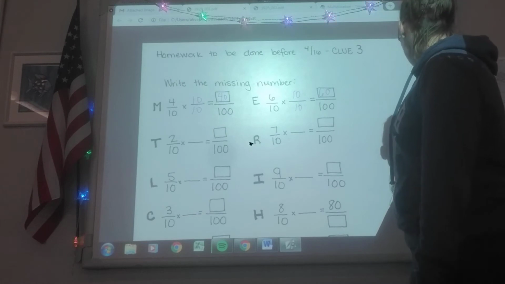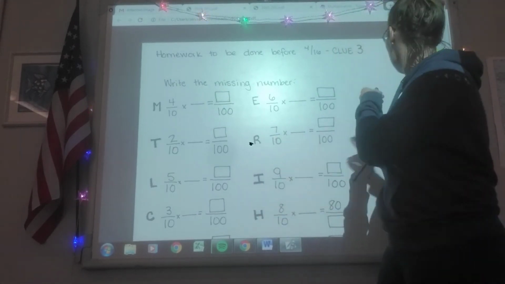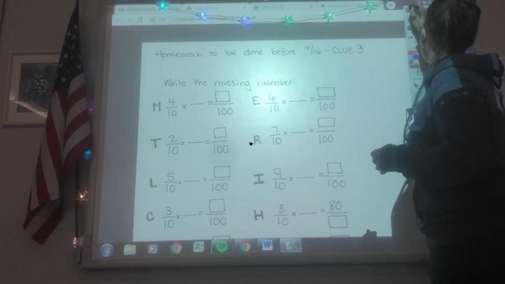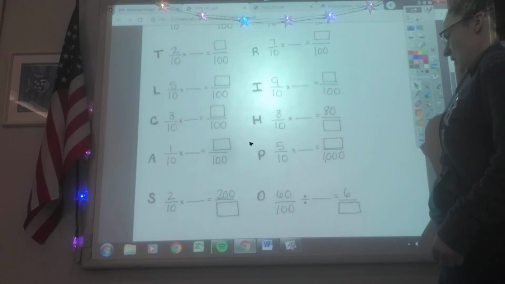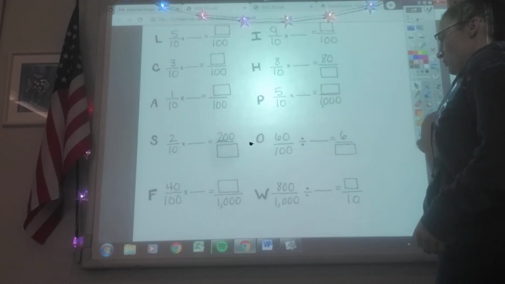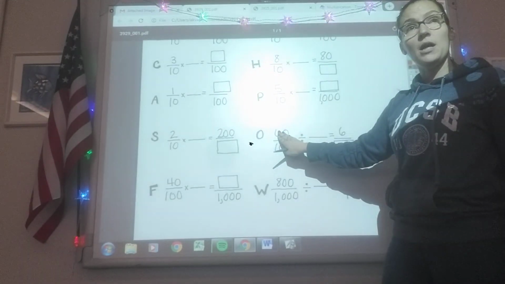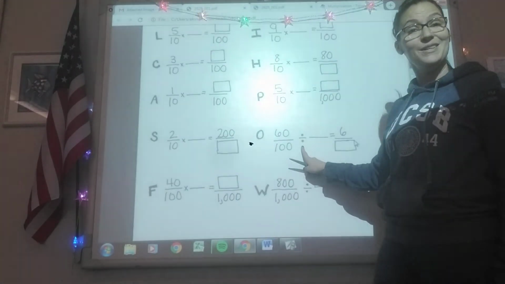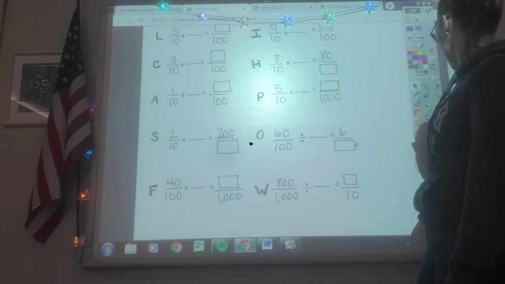Now, I am going to take a look. I'm going to move the screen a little bit because there are just 2 tricky ones at the very end. Okay, just a couple tricky ones at the very end. And in this one, we're going from a bigger number to a smaller number. So instead of multiplying, we're going to divide. So we're talking about letter O, 60 over 100.